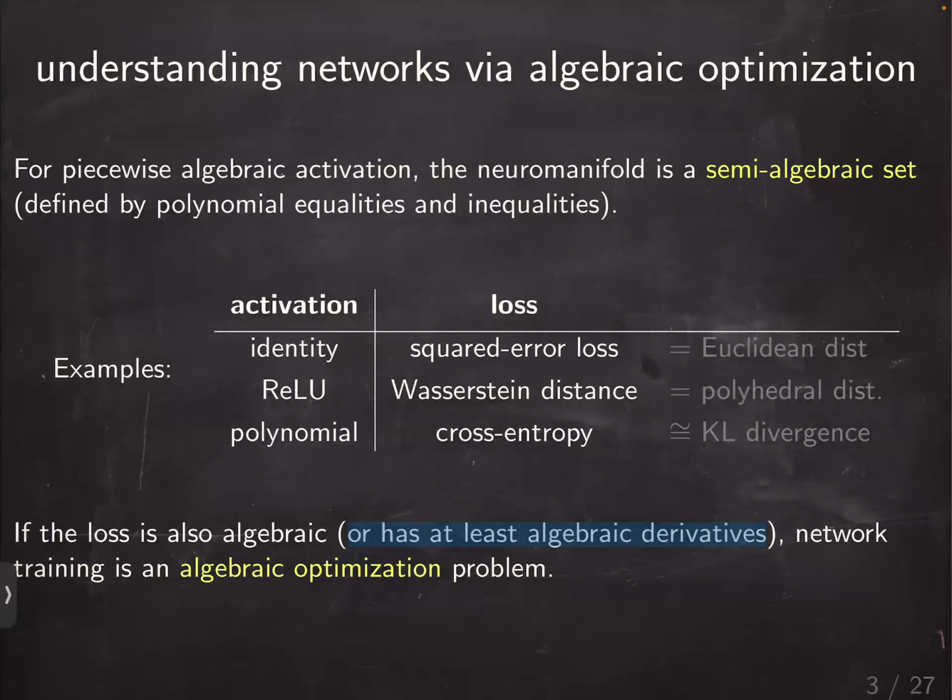And that's nice because essentially we want to study the loss landscape of neural networks. So we don't really need to understand the loss itself very much. It's enough to study the critical points. And the critical points are an algebraic thing the moment that the derivatives are algebraic.